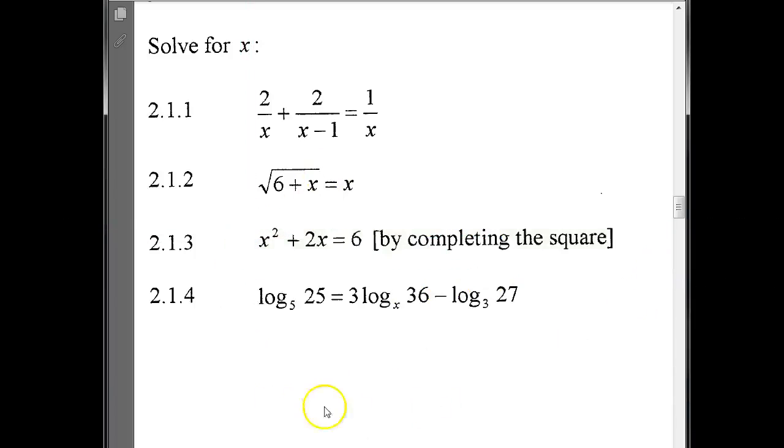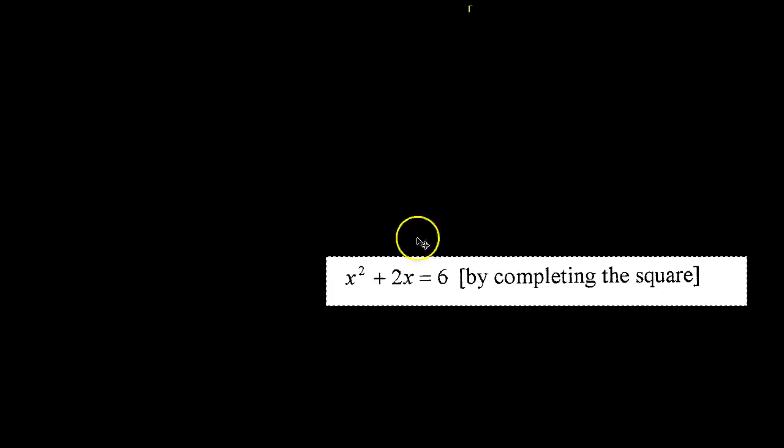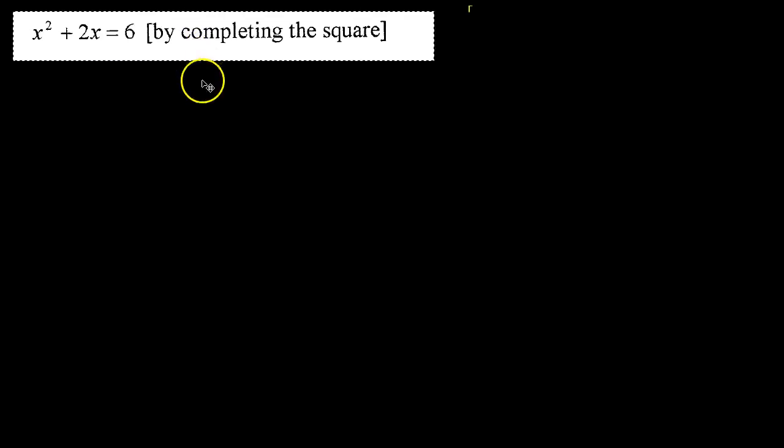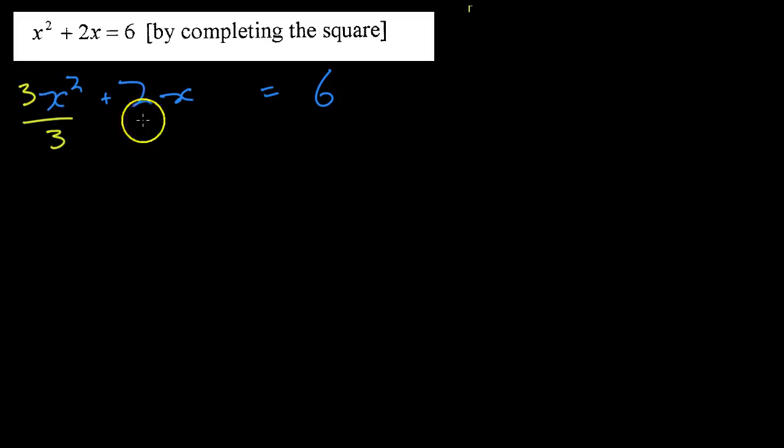Now for the next one, we want to solve by completing the square. Now they say specifically completing the square. You could use the quadratic formula on this, but they probably won't give you any marks for that. So x squared plus 2x equals 6. So to complete the square, you take the middle term. Well, firstly, you've got to make sure there's nothing in front of the x squared. If there was like a 3x squared, then you'd have to divide each term by 3, even if you have fractions.